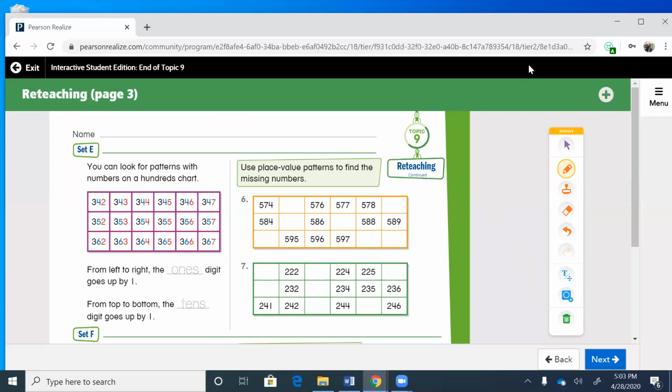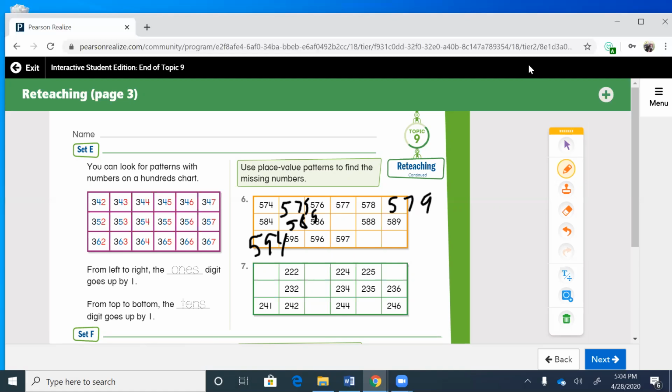So starting all the way at the left is 574, 575, 576, 577, 578, 579. And now we can just skip count by tens. 574, 584, 594. Notice how the tens changed, the hundreds and ones stayed the same. 575, 585, 595. The middle row is all done for us.